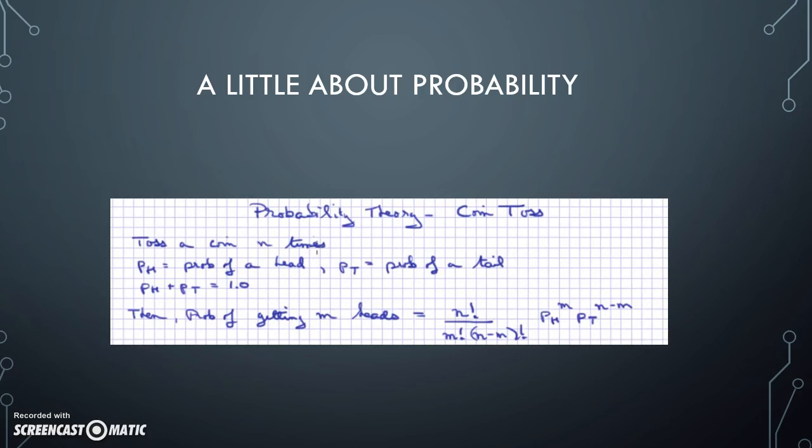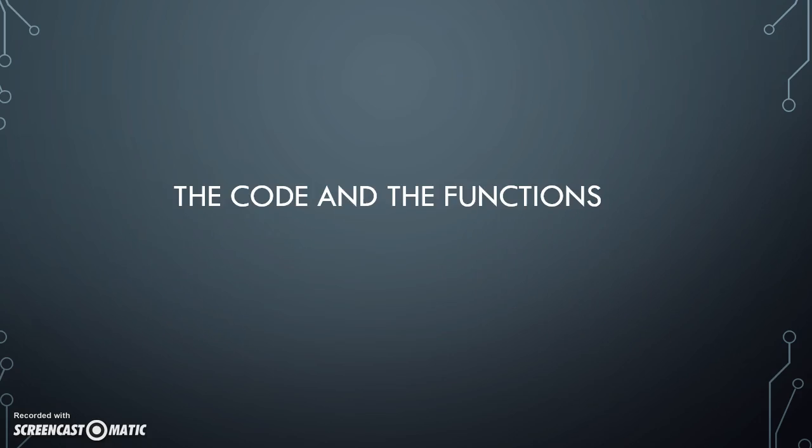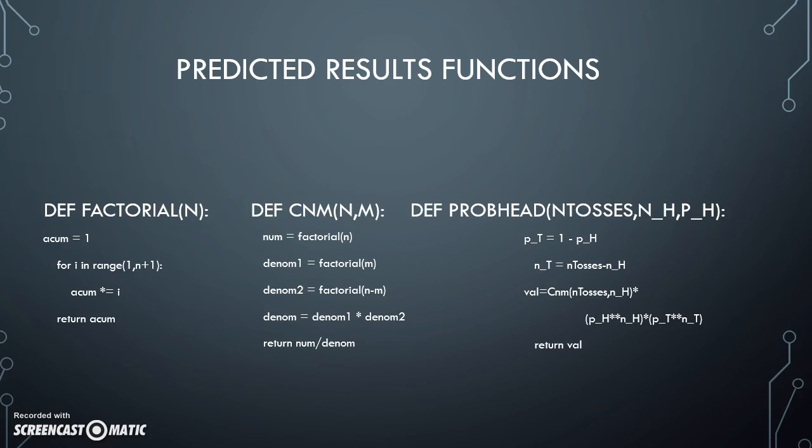So this equation is actually going to lead us into our code and functions. The predicted results needed to be determined so that we can compare them to the simulated results. The first 3 functions of the simulation do the predicted results. The first determines the factorial part of the equation. The second determines the numerator and denominator of the n factorial over m factorial times n minus m factorial.